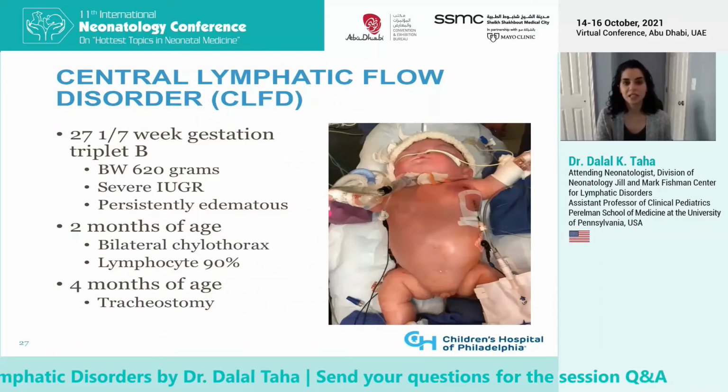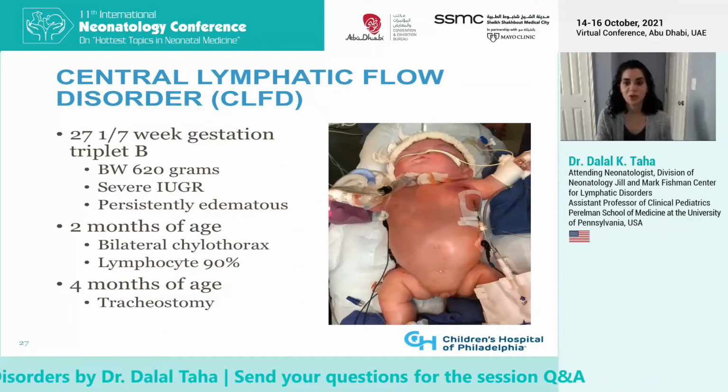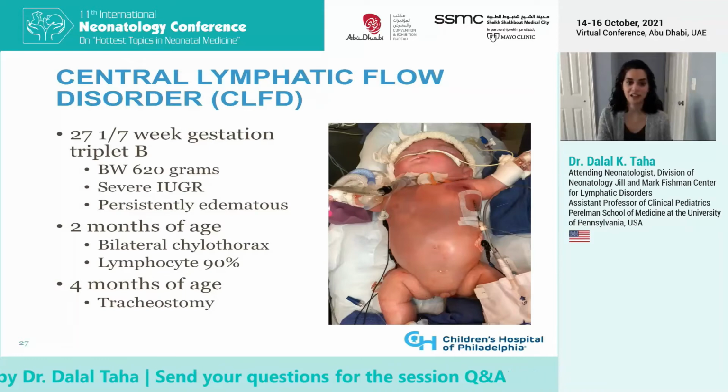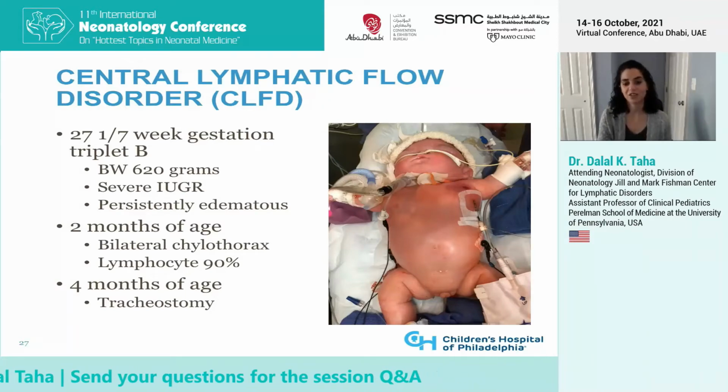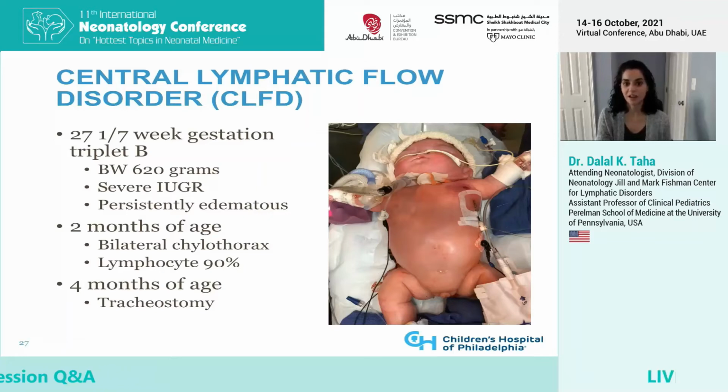This is a case of a 27-week gestation triplet who was one of the first patients evaluated and treated for a lymphatic disorder at the Children's Hospital of Philadelphia. At 2 months of age, she developed bilateral chylothoraces, which were medically managed with chest tubes. At 4 months of age, she had a tracheostomy placed for BPD.